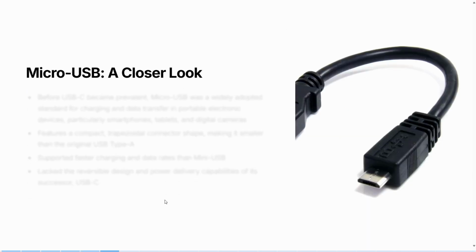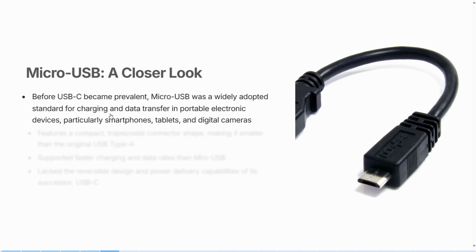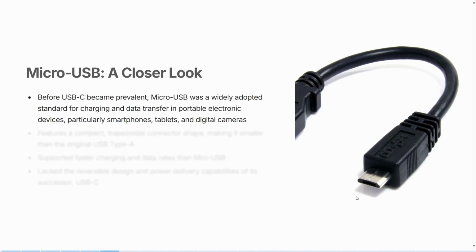Another option there was micro USB. So you can see what that looks like over here. It has that shape. It's a very slight difference where one edge is shorter than the other edge. That is the micro USB. Before the USB-C became the number one, micro USB was a widely adopted standard for charging and for data transfer in portable electronic devices. Think about your digital cameras, tablets, things to that effect.